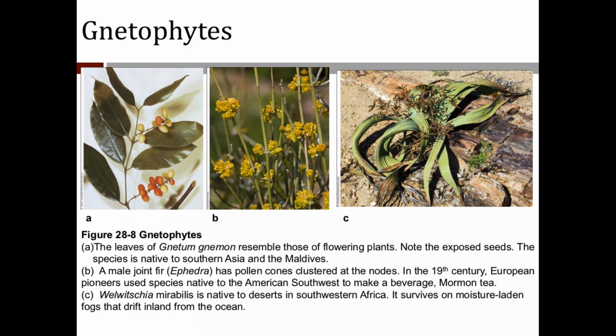Again, on what is called the far right-hand side, this is Welwitschia. And, of course, the moisture from fog is what it uses. In the middle is ephedra, with B as in boy. And on the left-hand side of the screen is what is called Gnetum.